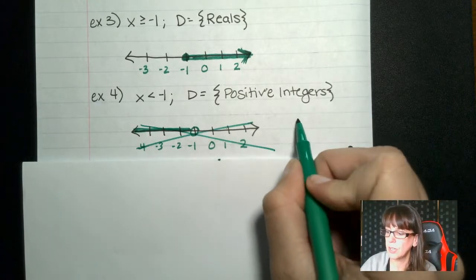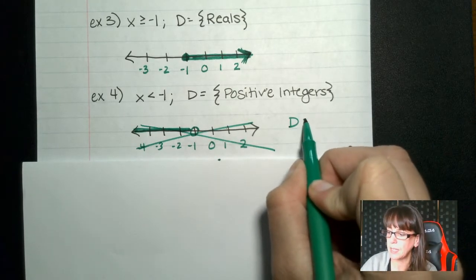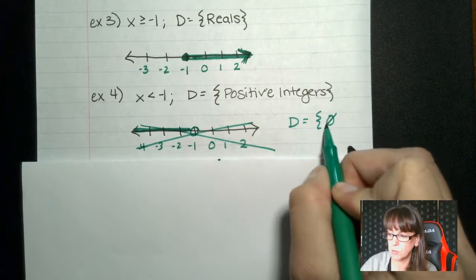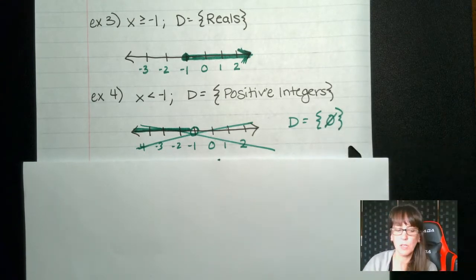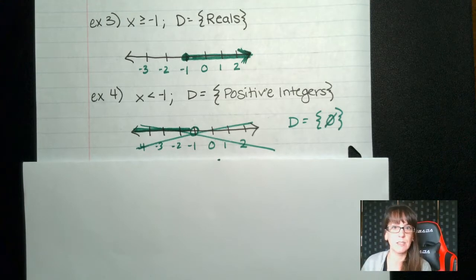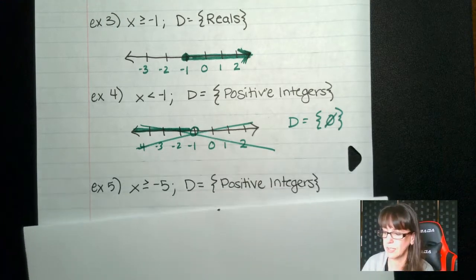So your domain is going to be a null set, which looks like that. That is not a 0, that's just a null. When you put a line through it, it means nope, there's nothing there. There's nothing in that integer.